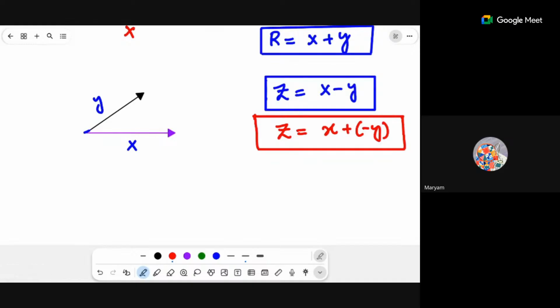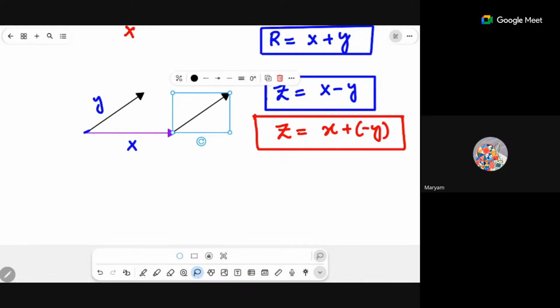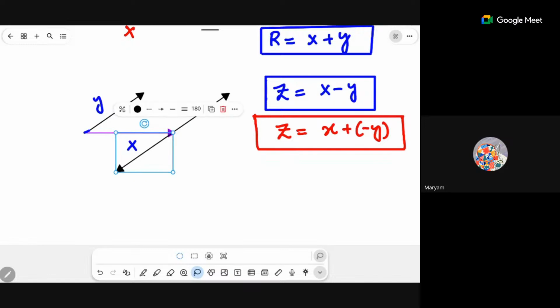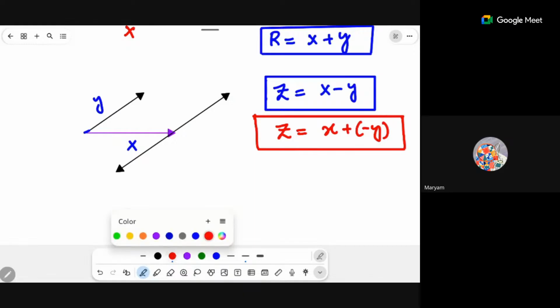Actually, what we are going to do is place this vector at the head of this. Then I will take a negative of this. Negative of this means this vector here. You got this? This vector is basically y, but this vector is basically negative of y. Lulu, is it clear to you? Is it clear to Mariam, Ariba, and all the students?